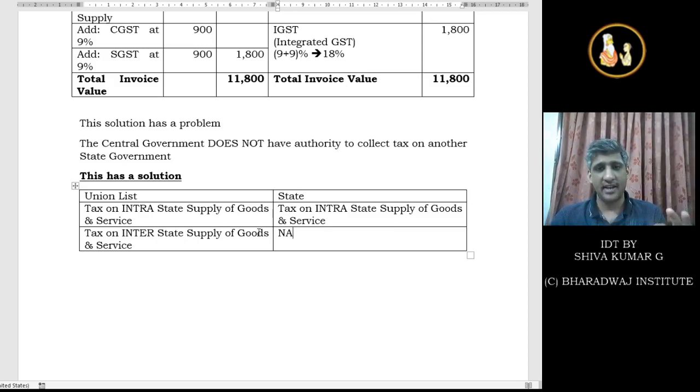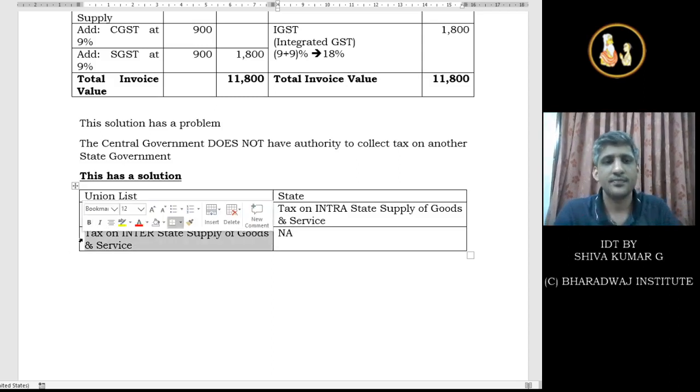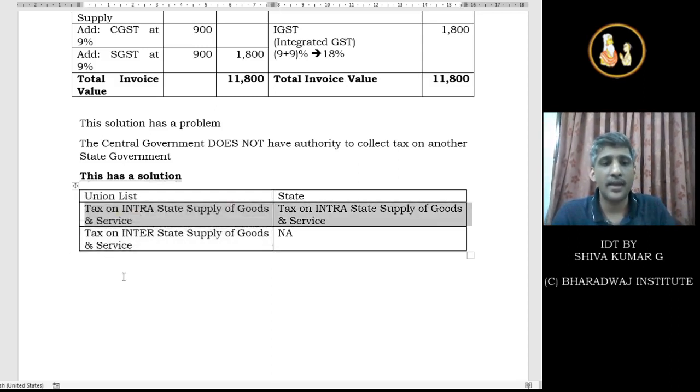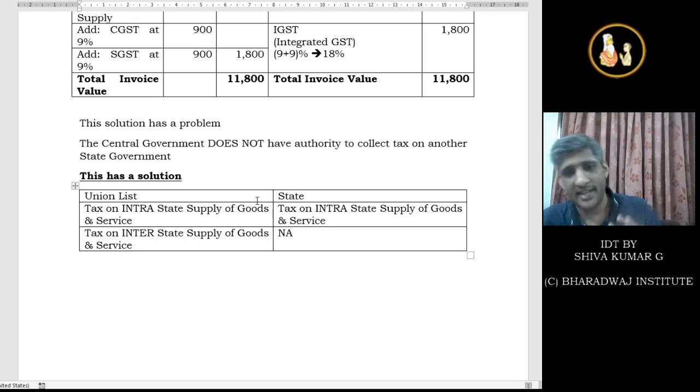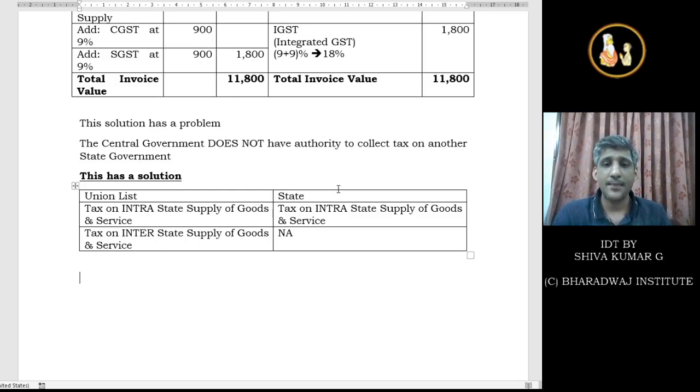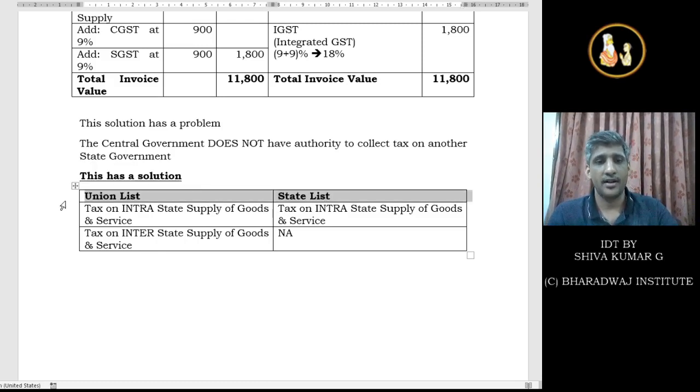the entire power, only to the central government. The power has not been given to the state government at all. Now this is what the new constitutional 101st amendment does. The intrastate power I have given both to central and state. For interstate transactions, the power is given only in the union list, not the state list.